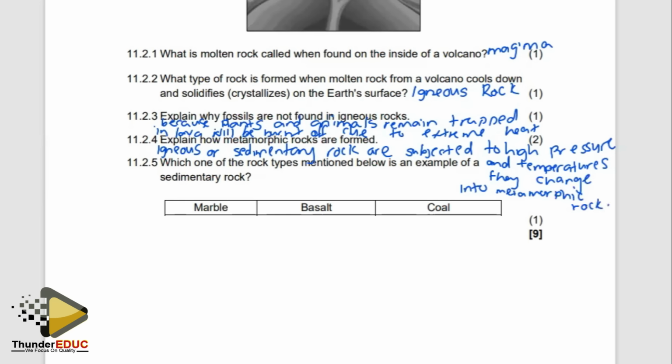Right. So basically, metamorphic comes from the Greek word metamorphosis, which means change. So metamorphic means change. So the igneous and the sedimentary rock, they're subjected to high pressure and temperatures, and they change, which gives us a metamorphic rock.